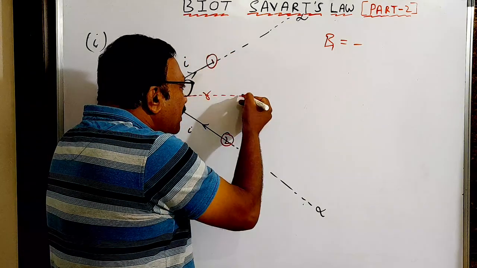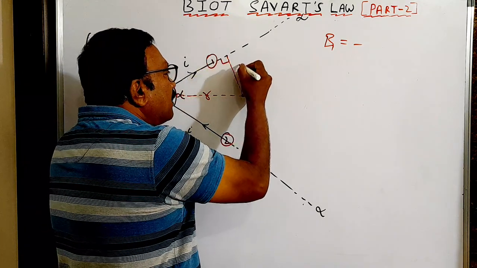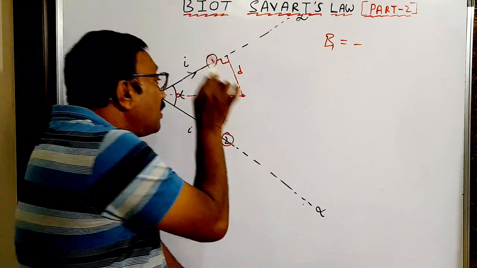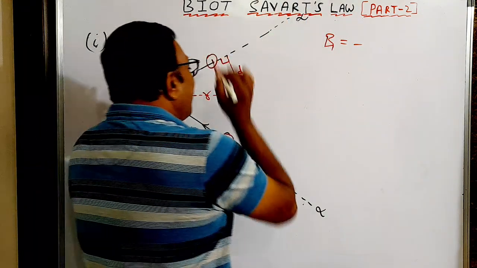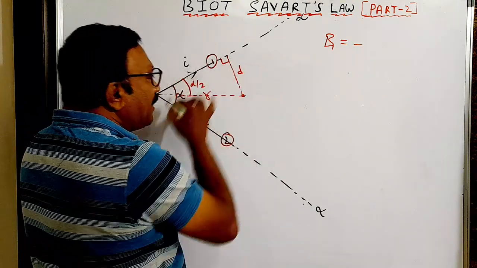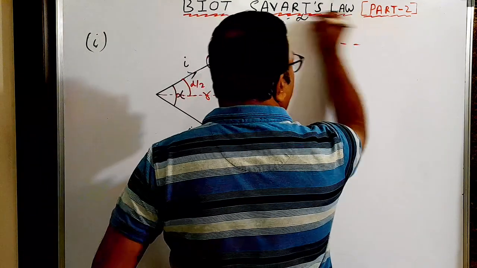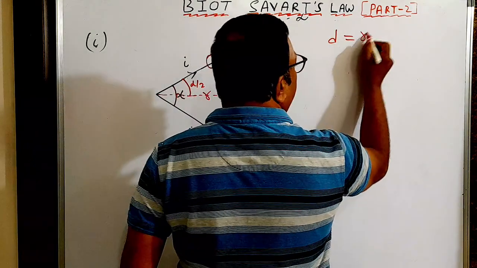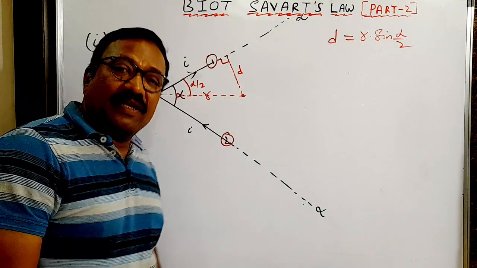So I should drop a perpendicular here now. So let me drop a perpendicular. This is a perpendicular and this is D. So that D I want. So I want the magnetic field at a perpendicular distance D from an infinite wire, from one end. So what is this D now? If this is alpha, you know, but this is alpha by 2. You know, this is a right angle triangle. So sin alpha by 2 is equal to opposite side by hypotenuse. Therefore, what is D here now? D is equal to R sin alpha by 2. D is over.